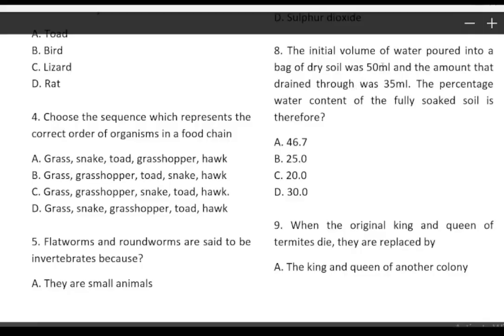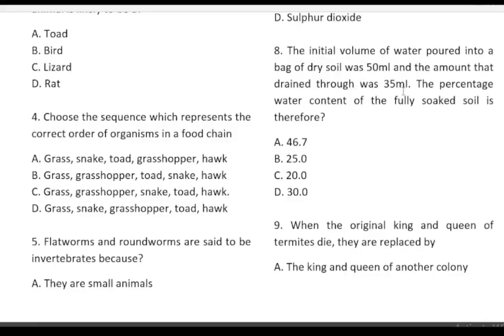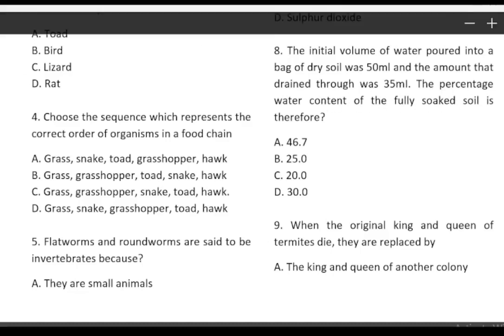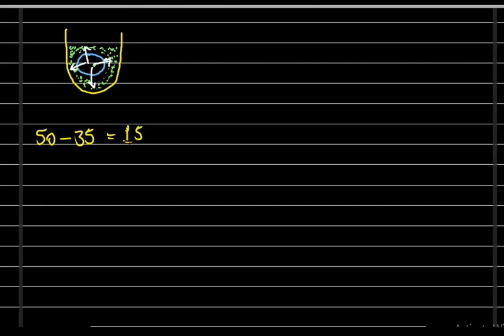We have 50 ml, which was actually poured into the soil, minus 35 ml, which is the actual water that drained out. So that means the soil has trapped 15 ml of water. They said 50 ml was poured into the soil and then 35 ml drained out. So we are looking for the percentage of water content that is held by the soil. So the percentage water content of the soaked soil is what we are looking for. We have established now that 15 ml is what we have left. That is the amount of water that was trapped by the soil.